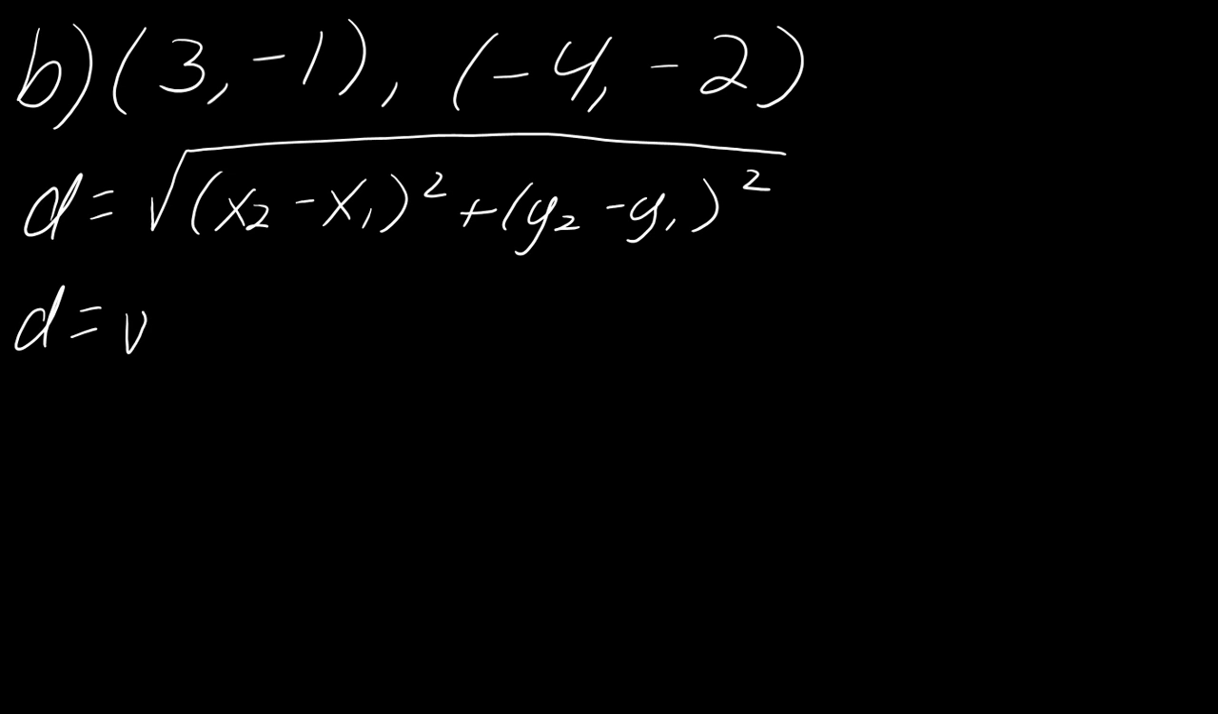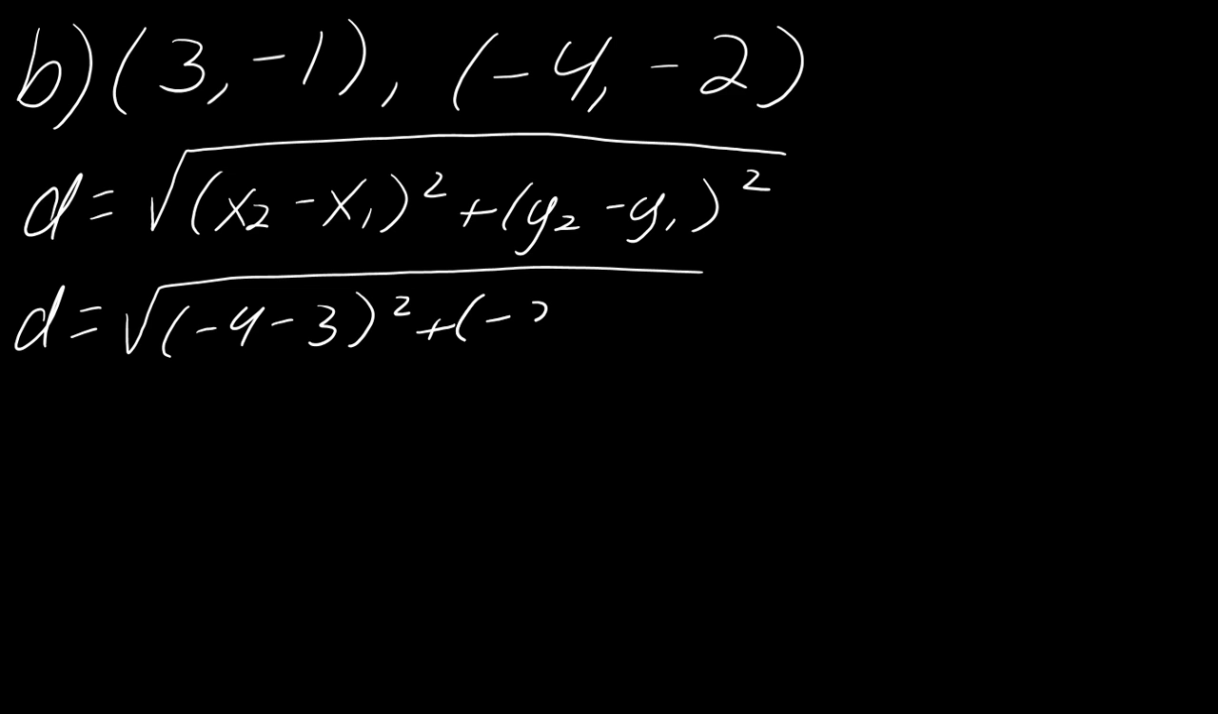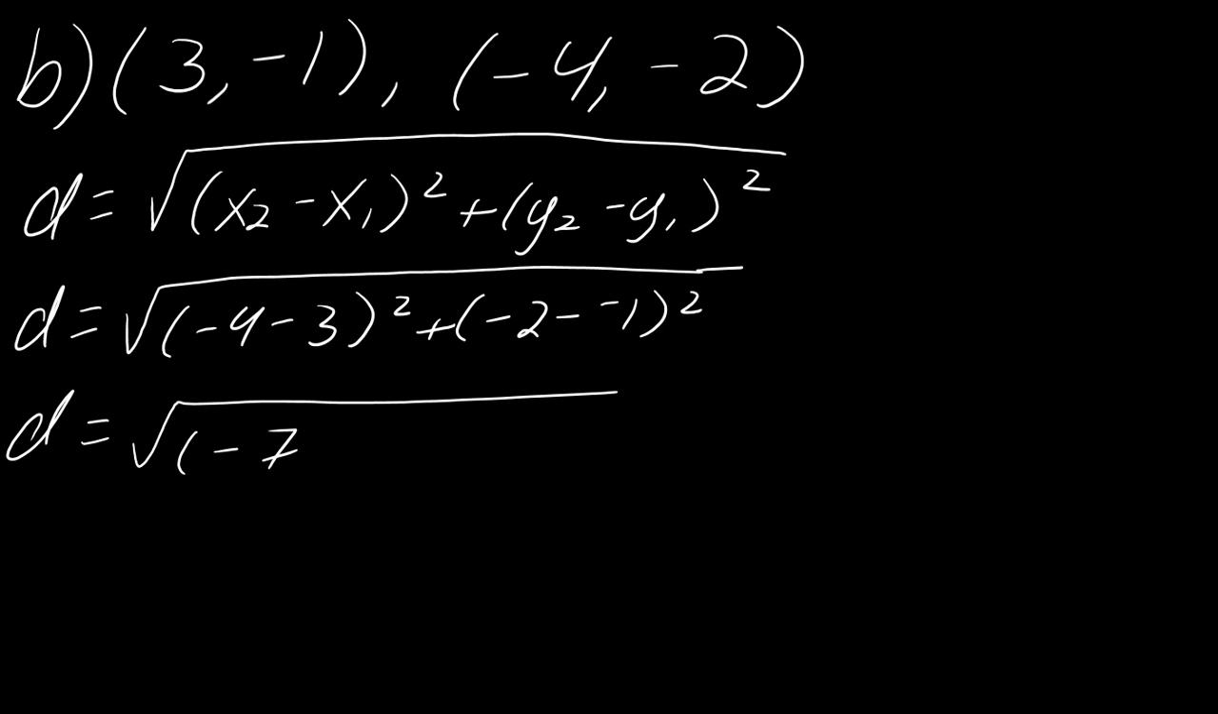Okay, I'm going to go ahead and start plugging in some values. So I've got negative 2 minus negative 1. Oops, sorry, I start with the y's. It doesn't really matter, but I'll start with negative 4 minus 3, and then negative 2 minus negative 1. So this is going to be negative 7 squared, and then this is negative 2 minus 1, so that really turns all into a plus. So this is going to be minus 1 squared.